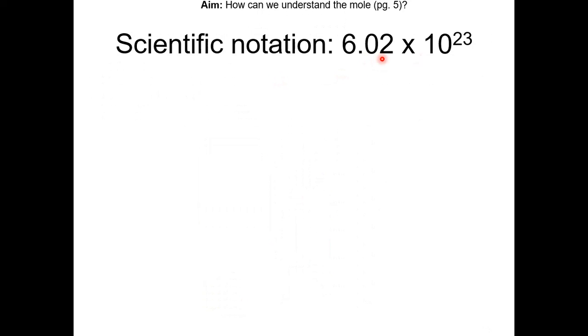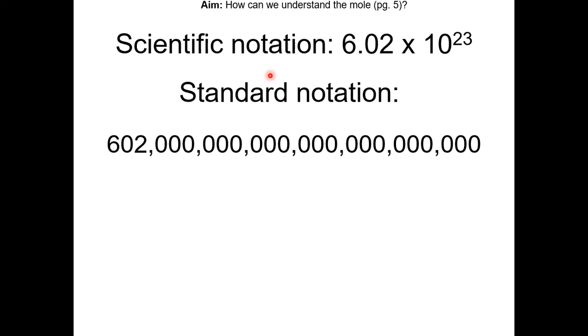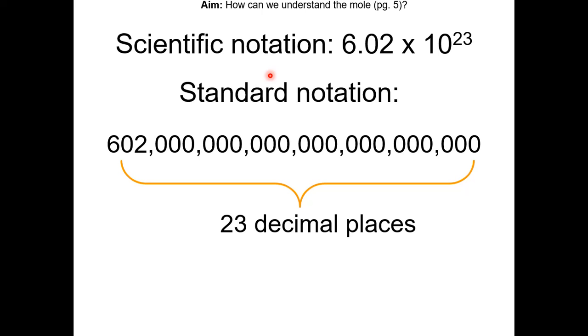The value of the mole is represented using scientific notation because if you were to write out the standard notation, it's a big number with 23 decimal places. So it's much easier to use scientific notation for calculation purposes.